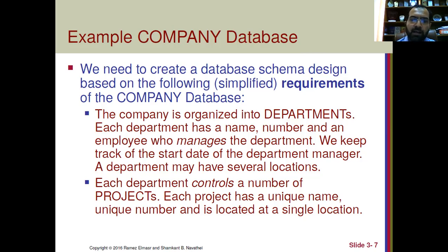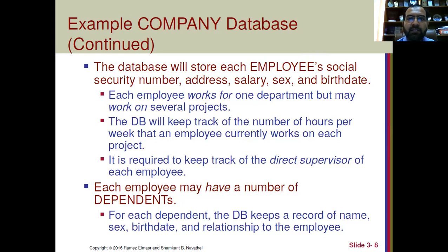Each project is also identified with a unique name and a unique number. Let's suppose a project number is given like P101, P102, and so on, and is located at a single location. So each project itself is located at a single location, not at multiple locations. The database will store each employee's social security number. Obviously, if we're talking about a company, the company consists of employees, and every company wants to have the data of employees. That data includes the social security number, called SSN. In North America and other countries, normally they have that SSN. But if we are talking about our own environment, we have the employee number itself. You can generate your own employee number, or sometimes you can use CNIC or any other number.